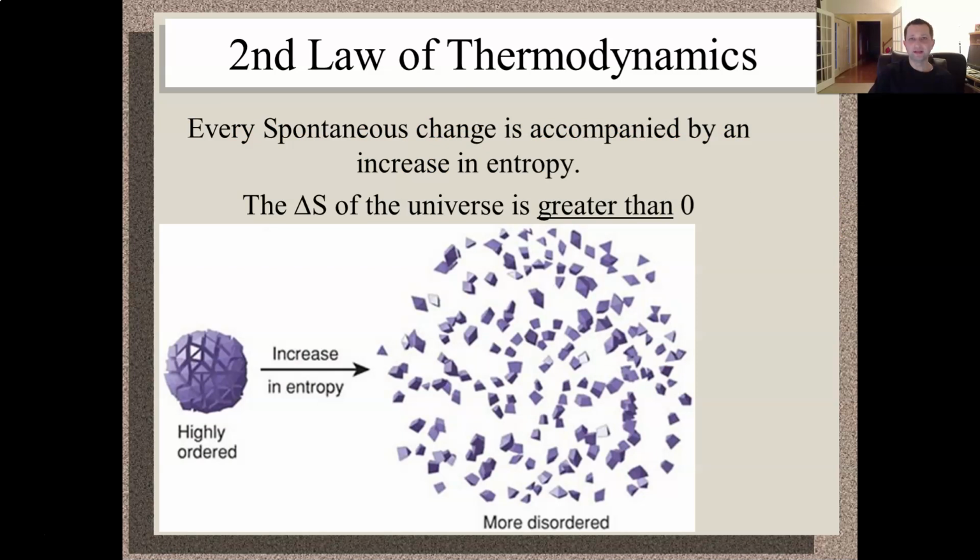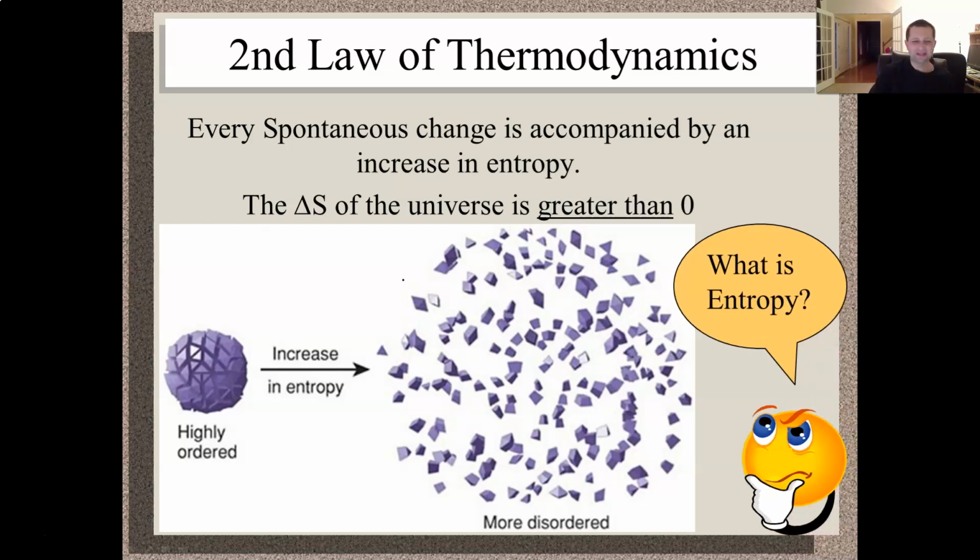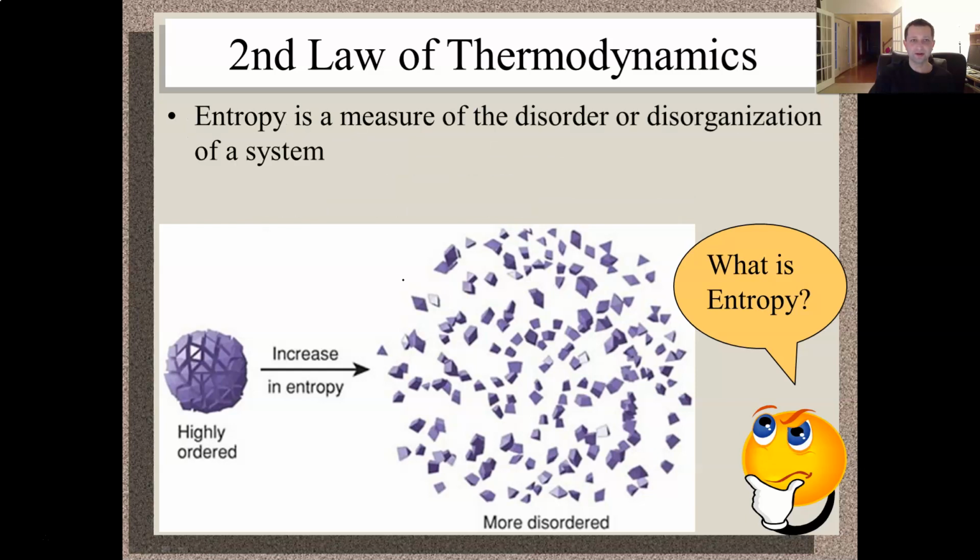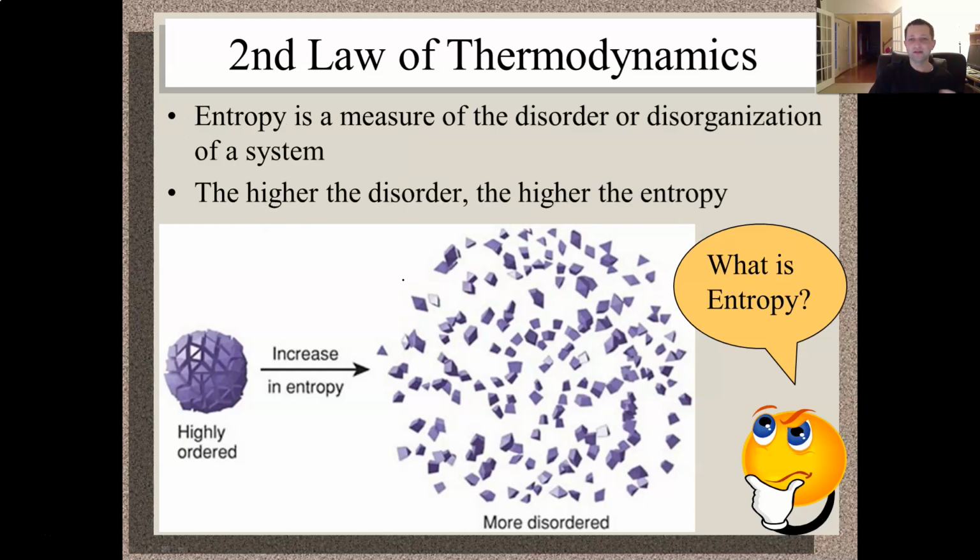So the delta S, or the change in entropy of the universe, is greater than 0. All right. So what is that? You can see the image on the screen here. We have a highly ordered substance, right? And we're going to have an increase in entropy, and we're going to create a more disordered substance. So entropy really is defined as the amount of disorder that a substance has. The higher the disorder, the higher the entropy is going to be.